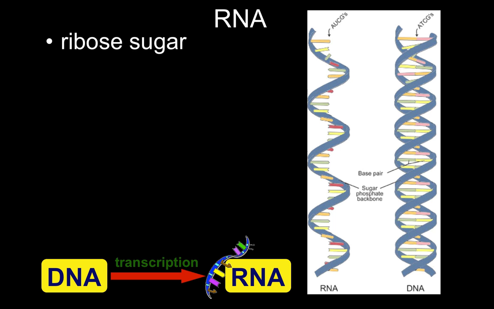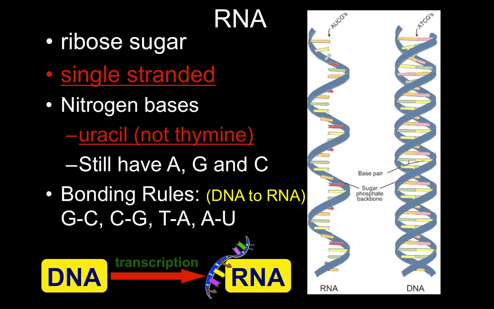So RNA, remember, has a ribose sugar rather than deoxyribose. It's single-stranded rather than double-stranded. And for the nitrogen bases, RNA has uracil, not thymine. It still has adenine, guanine, and cytosine.